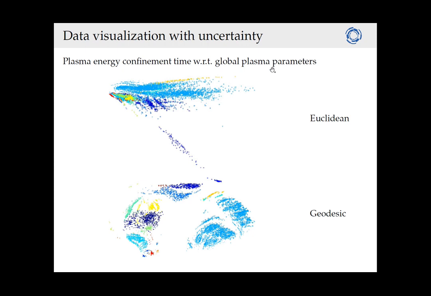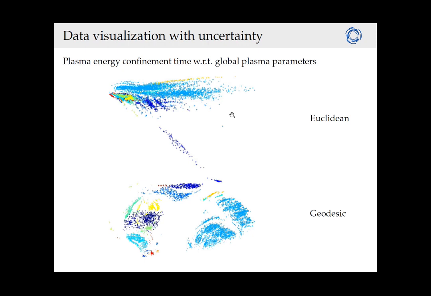And it's a 9-dimensional database, so you have the confinement time and 8 global plasma parameters. So of course we cannot directly visualize this database because it's 9-dimensional. But what I've done here is to project the data points into the Euclidean plane, and hence then made a plot.